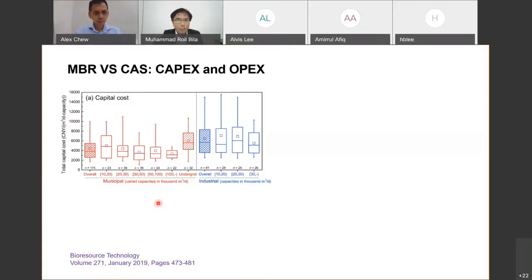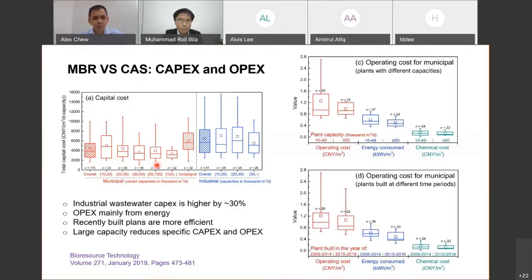What you can see here is on the left side, that is for municipal wastewater, and on the right side, this is for industrial wastewater. From this one to this one is basically increasing capacity. So as you increase the capacity, the investment becomes lower. And then on the right side here is the OPEX. The OPEX for MBR.